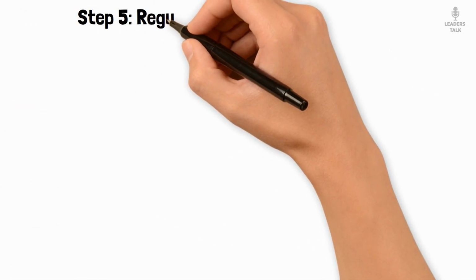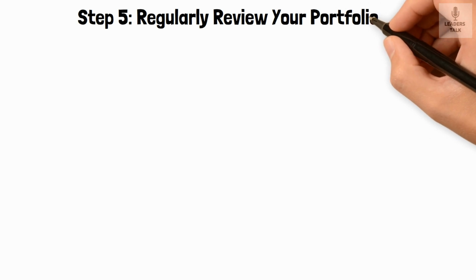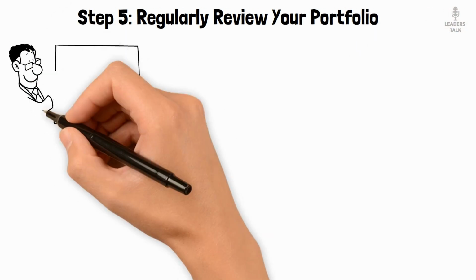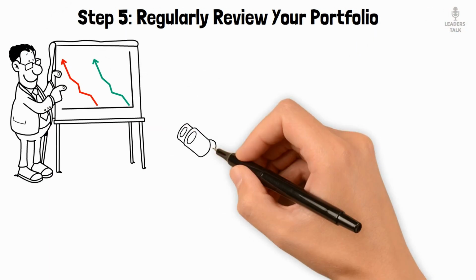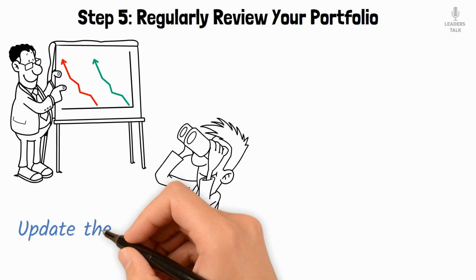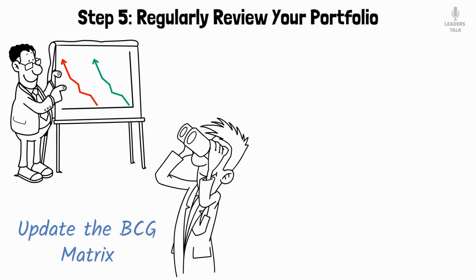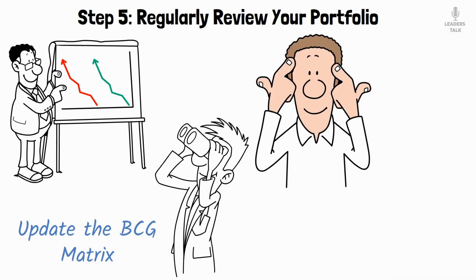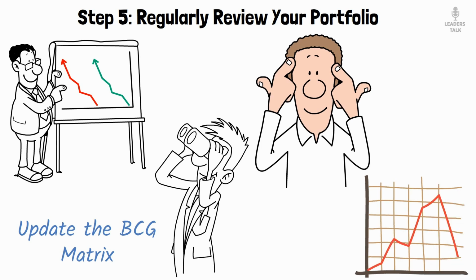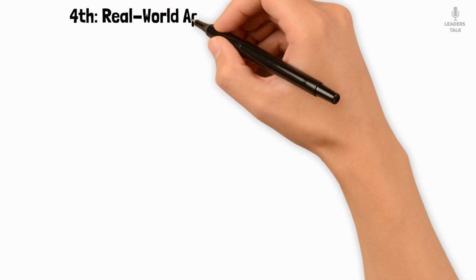Step 5. Regularly review your portfolio. The market is constantly changing, so it's essential to regularly review your portfolio and update the BCG matrix. This will help you stay agile and make informed decisions as market conditions evolve. Fourth, real-world applications and case studies.